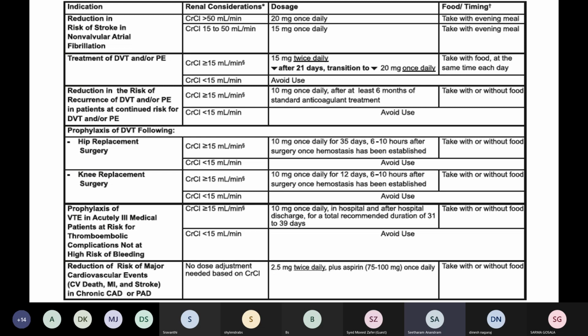This is a very busy slide, so it's basically for the benefit of the audience. If they want to go back and look at the presentation later, it gives the various dose adjustments needed with the differing creatinine clearance and for different indications.